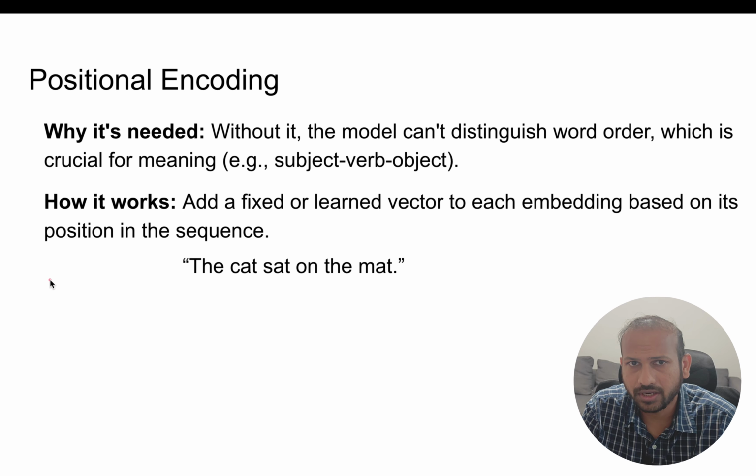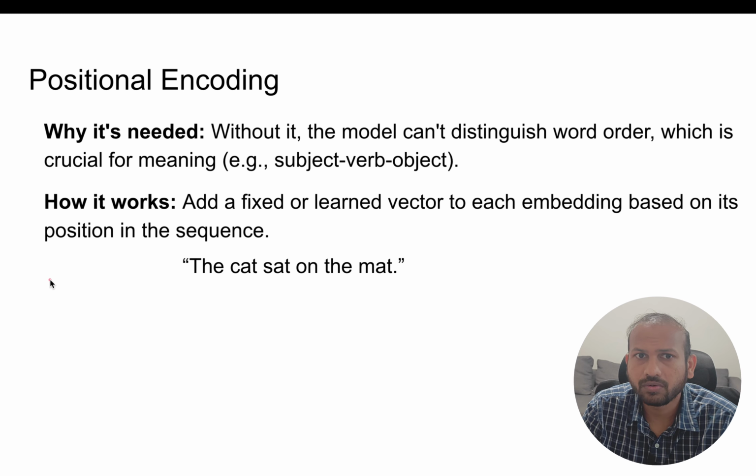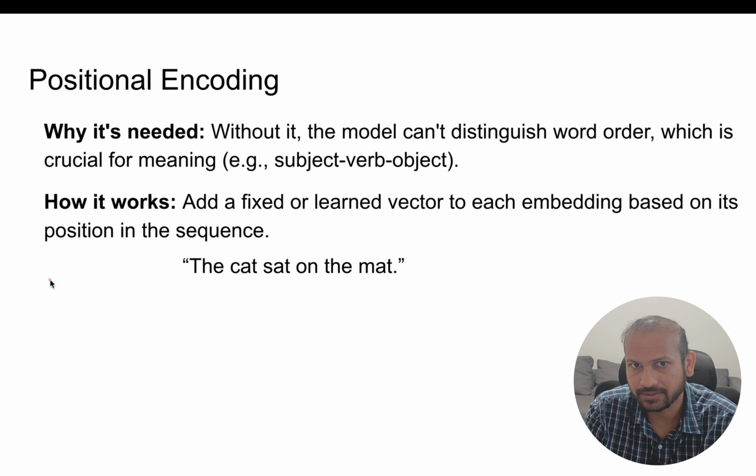Now, what is positional encoding? Positional encoding informs the transformer about the position of its individual tokens in the sentence. Now, why is it important? Because the transformer processes all the tokens in parallel. It doesn't understand, or it doesn't know, the order of these tokens.